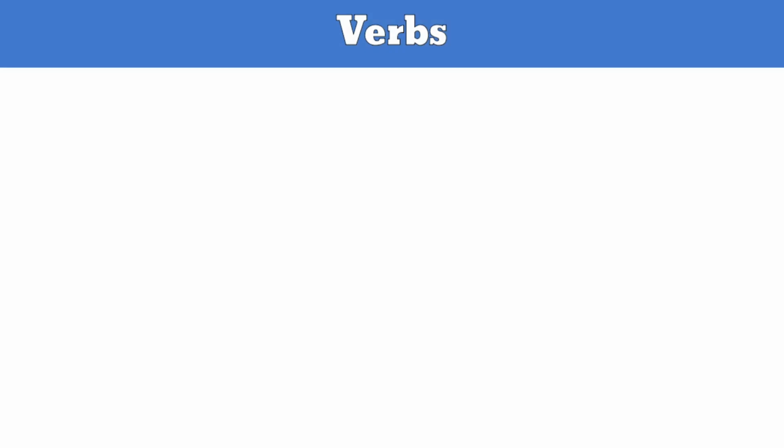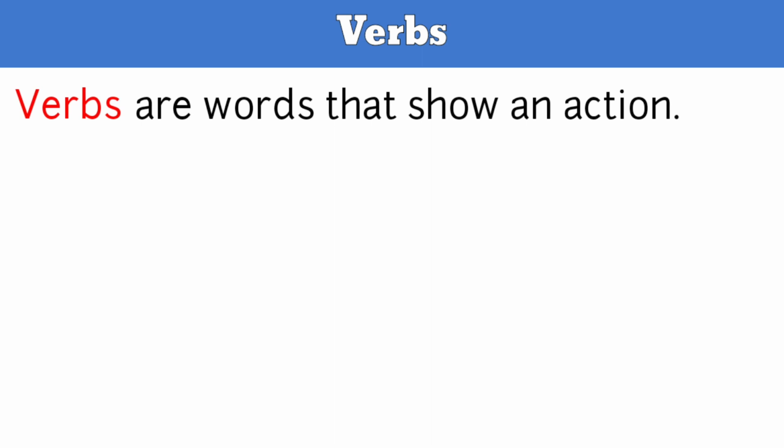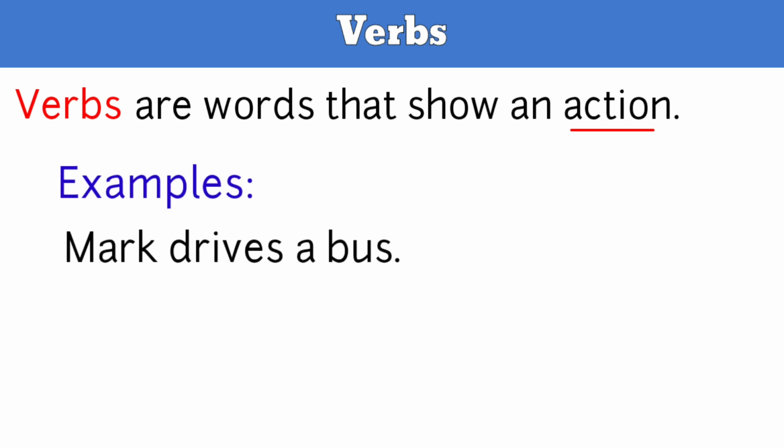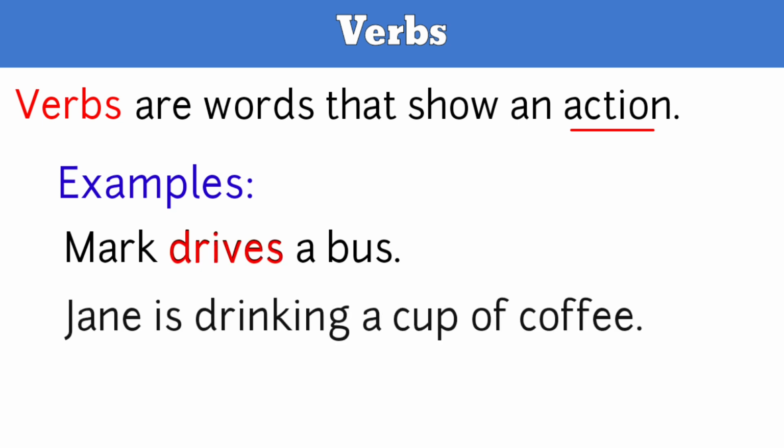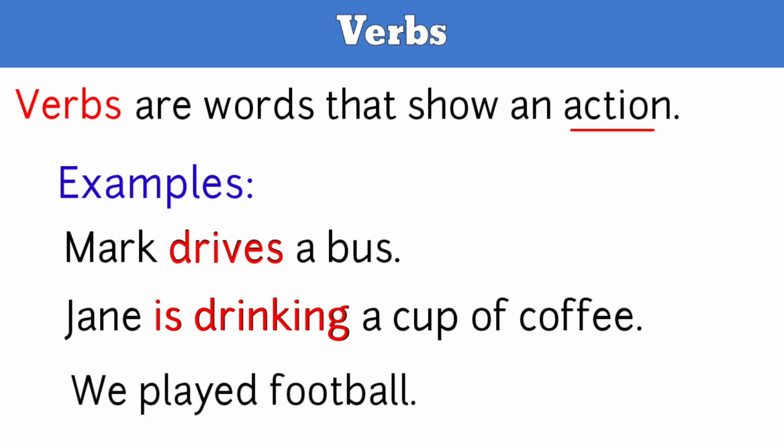Verbs. Very important. Verbs are words that show an action. Example, Mark drives a bus. This is an action, to drive. Jane is drinking a cup of coffee. So this word, drinking, it tells us what Jane is doing. It's an action. We played football. This is an example of the verb in the past tense.